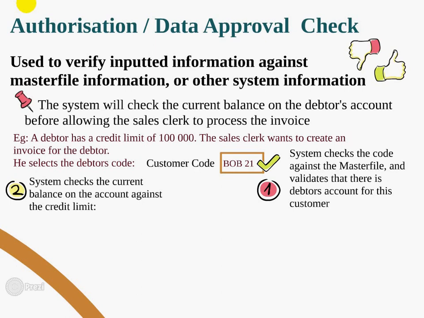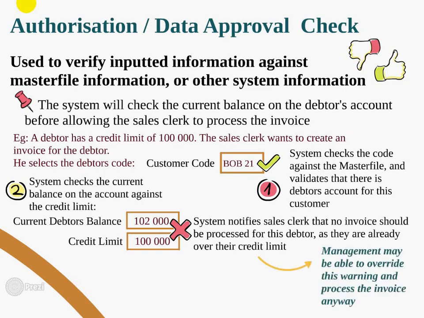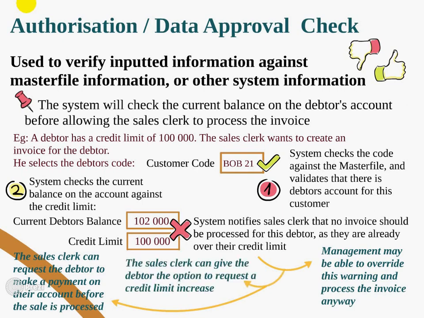Number 2, the system checks the current balance on the account against the credit limit. The current debtor's balance is 102,000. The credit limit is 100,000. Therefore, the system notifies the sales clerk no invoice should be processed for this debtor as they are already over the credit limit. So a little warning message will pop up on the screen that says either management needs to override this, so management may be able to override the warning and process the information anyway. The sales clerk can request the debtor to make a payment on their account before the sale is processed, or they can give the debtor the option to request a credit limit increase, and once the increase has gone through, then the invoice can be created.